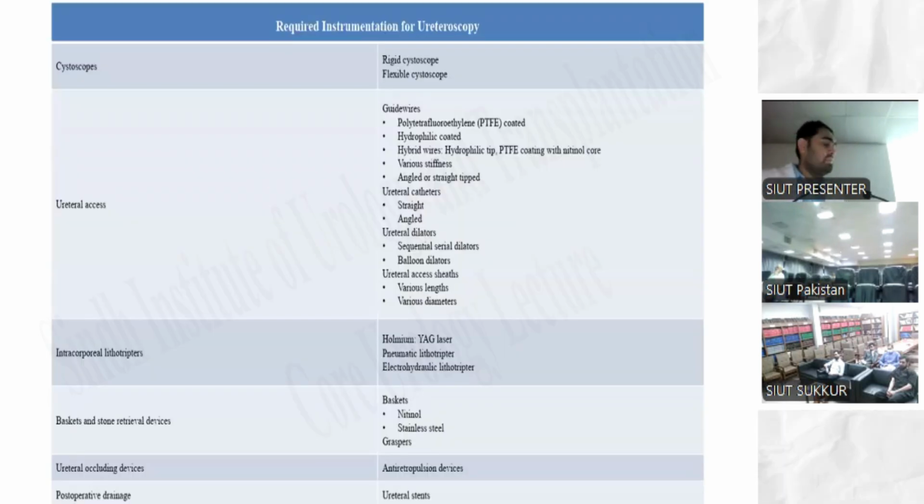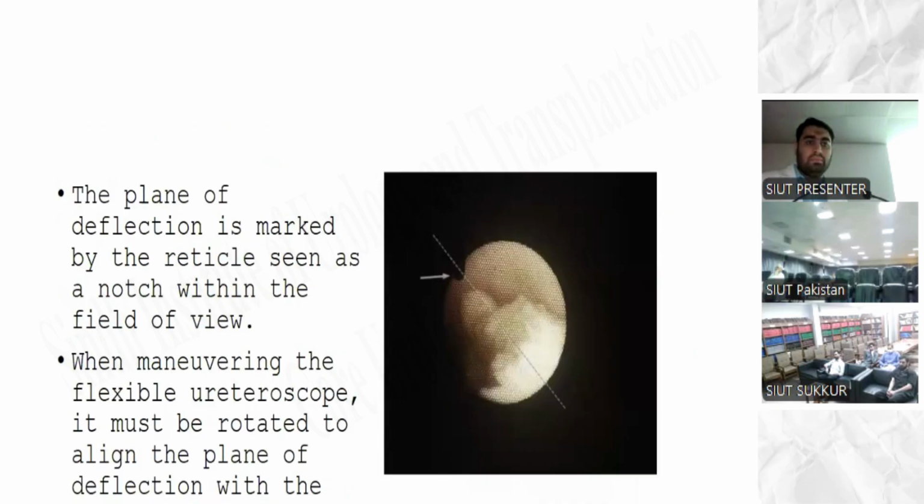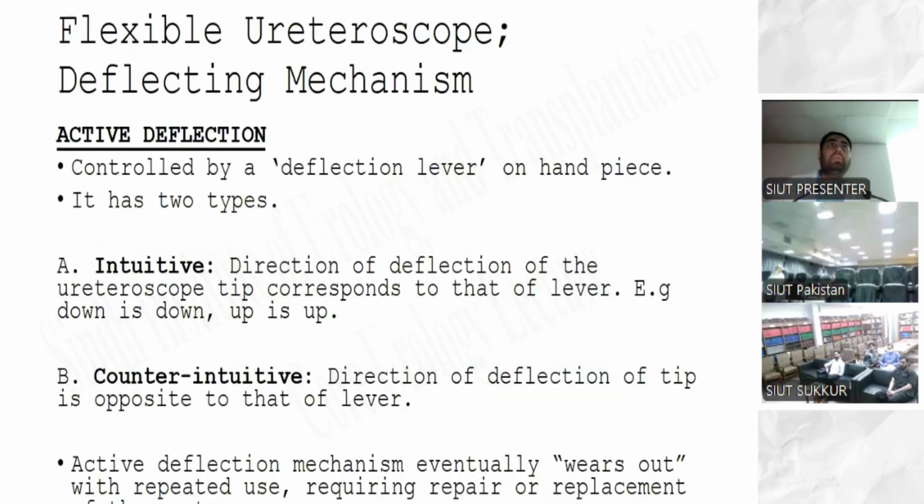Could we understand what active deflection is? The active deflection is actually what we do manually. How do we do it manually? I'll tell you later on. Passive is what you cannot do manually, right?